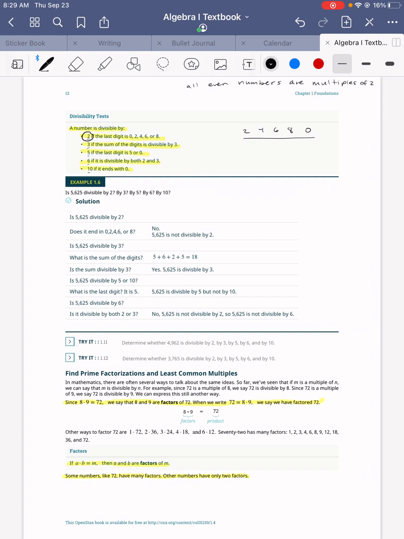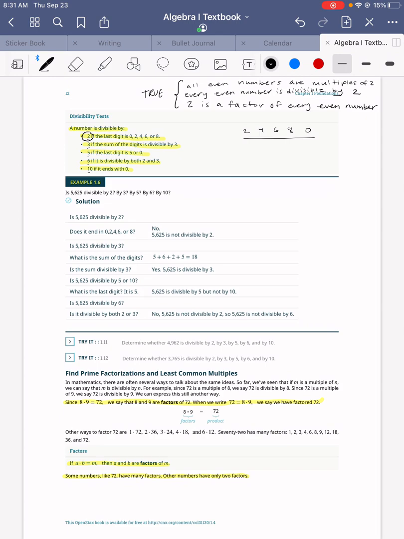Okay, so all even numbers are multiples of 2. Every even number is divisible by 2. Okay, and then the third fact, 2 is a factor of every even number. Okay, so all 3 of those facts are true.